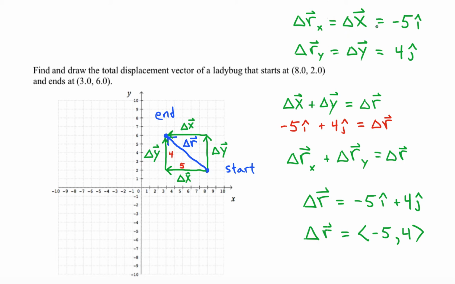Now how else could I express the delta x in component form? Like what would that look like? It would look like this. You have to have two components, but this delta x only points in the horizontal direction. So when it comes to the vertical direction, it'll just be a 0. But it points to the left 5 units, so we'll have ⟨-5, 0⟩. And that is one way to write this.